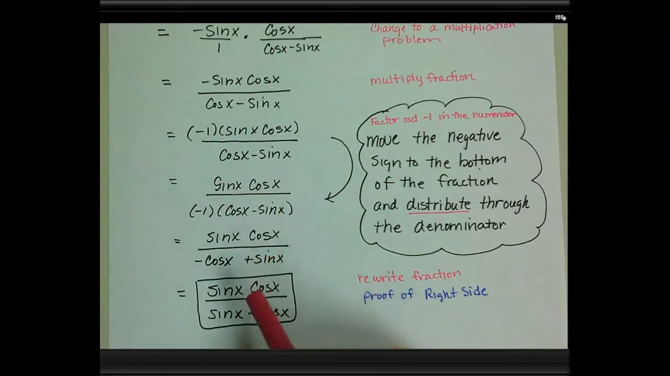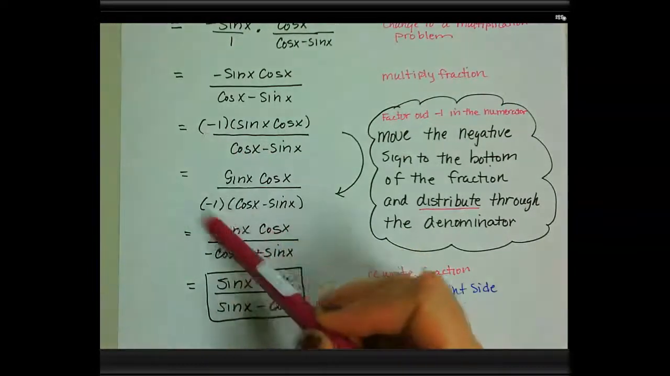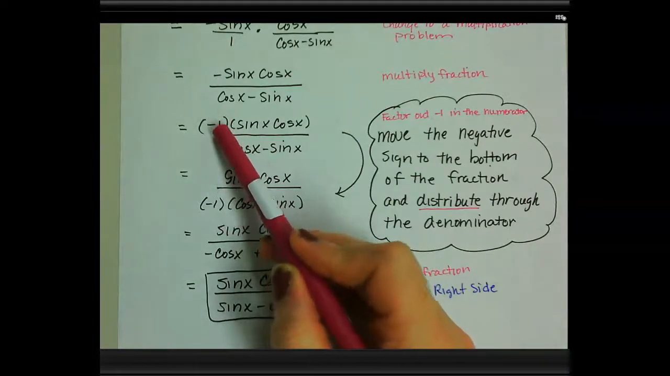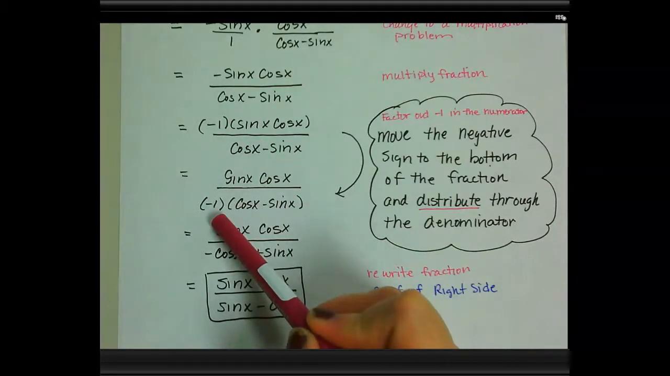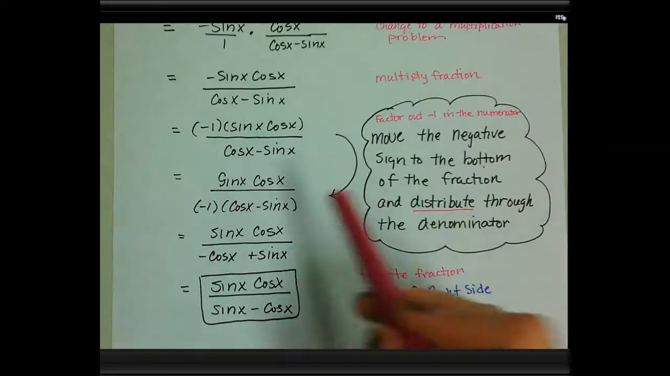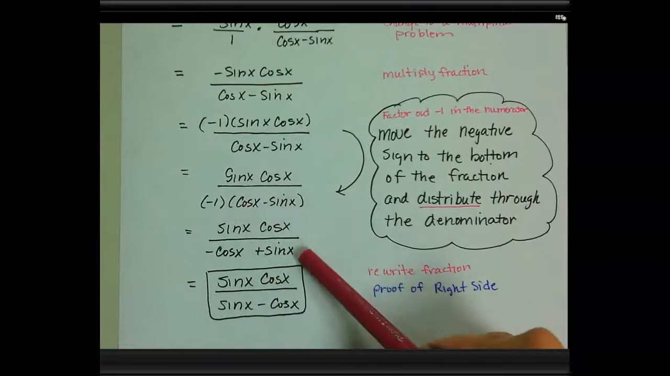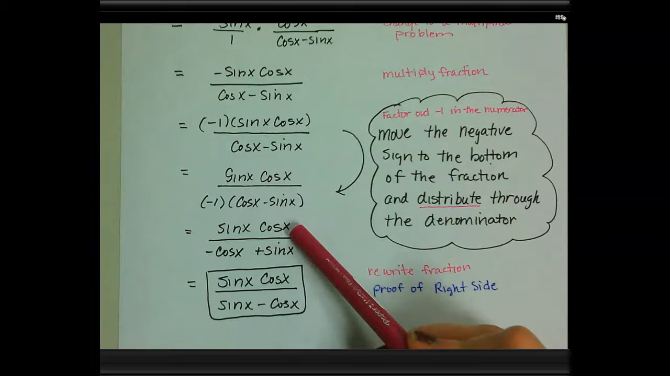And we know that we can put a negative in the numerator, the denominator, or out in front of the fraction. So I'm going to move it to the bottom. And so I showed the -1 here, and I showed now that it's in the bottom. The reason it's in the bottom is that it's going to flip those signs, and it's going to make me have a negative cosine instead of a positive cosine. I need to change the signs on the cosine and sine right here. So I bring it down to the bottom and distribute it through, and so now I have a negative cosine x plus sine x, and I have sine x cosine x on top.